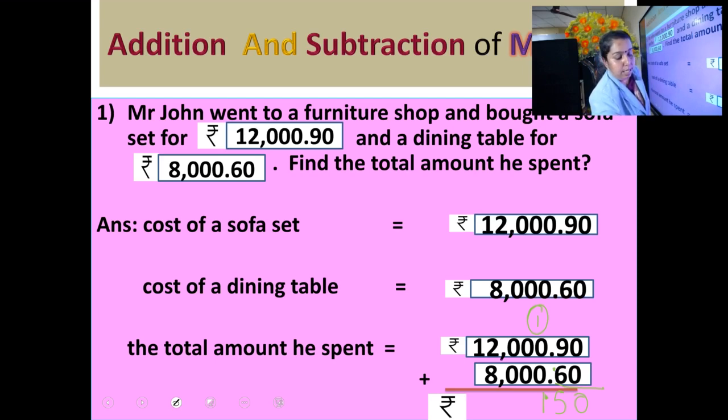Then the digit in the tens place, 0 plus 0, I'm getting 0. Then hundreds place, 0 plus 0, 0. Then put a comma. Thousands place, 2 plus 8, 2 plus 8 is 10. Again, you are getting a carryover there, isn't it? 1 plus 1 is 2. So the total amount spent is 21 point, so 21, that is 20,001.50. Is it clear?